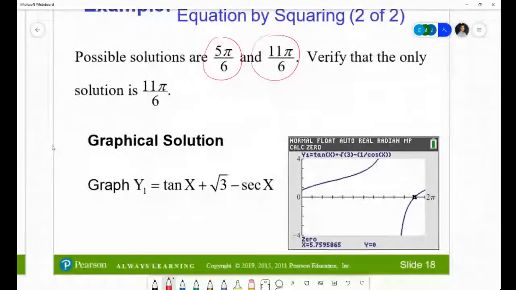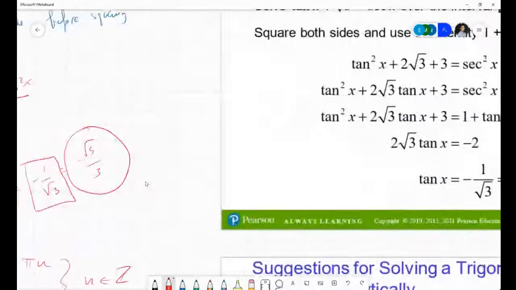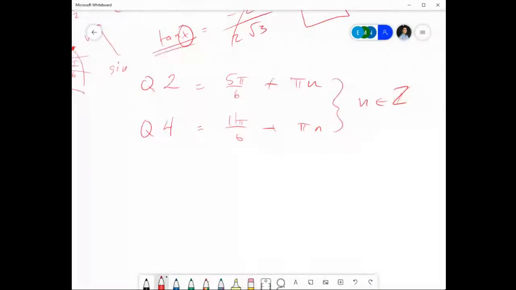Oh, wait. The only solution is 11 pi over 6. So yes, we have to plug it back in. Make sure to check your answers. Oh yeah, I forgot to write this warning here.